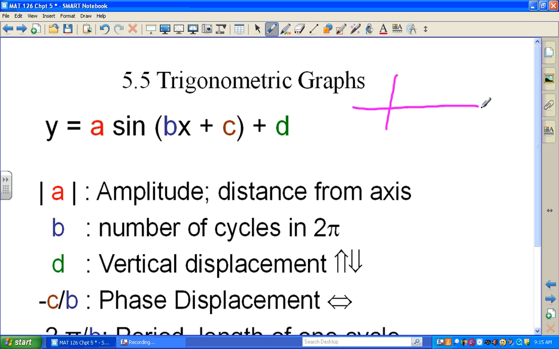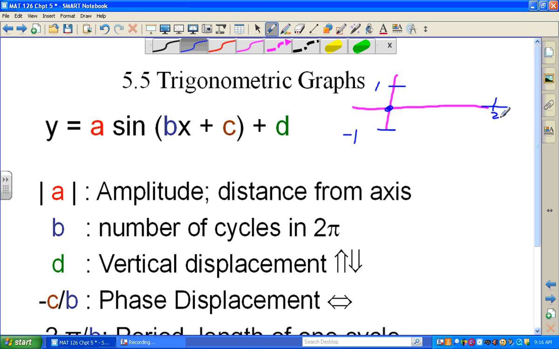The basic sine function starts at 0, goes to a maximum of 1 and a minimum of -1, and it ends at 2 pi. So you see there are 2 critical values right there. One cycle around the unit circle is 2 pi. One cycle for a function of sine is also 2 pi.